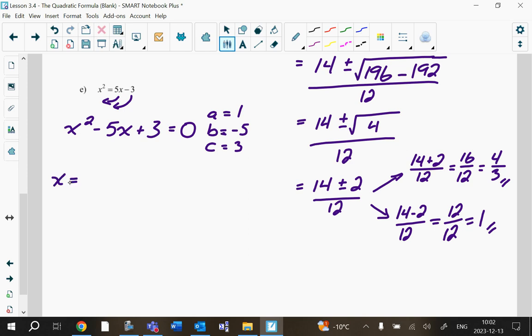So -5 plus or minus inside the square root. What do I write? -5 squared. Make sure you add your parentheses. Good. Minus 4 times 1 times 3. Okay, and that'll be all over 2 times 1.